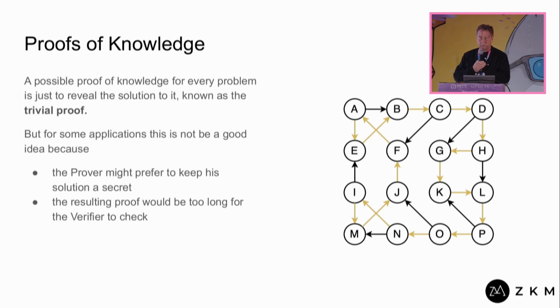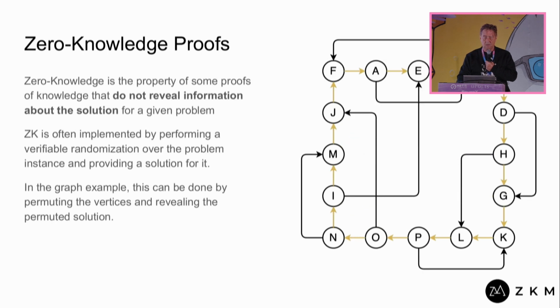The prover might prefer to keep the solution a secret. So if we have a larger example, the prover might prefer to not reveal exactly what the secret is. And another context is that the resulting proof may be too long for the verifier to check. So these are two different extensions of the proof of knowledge.